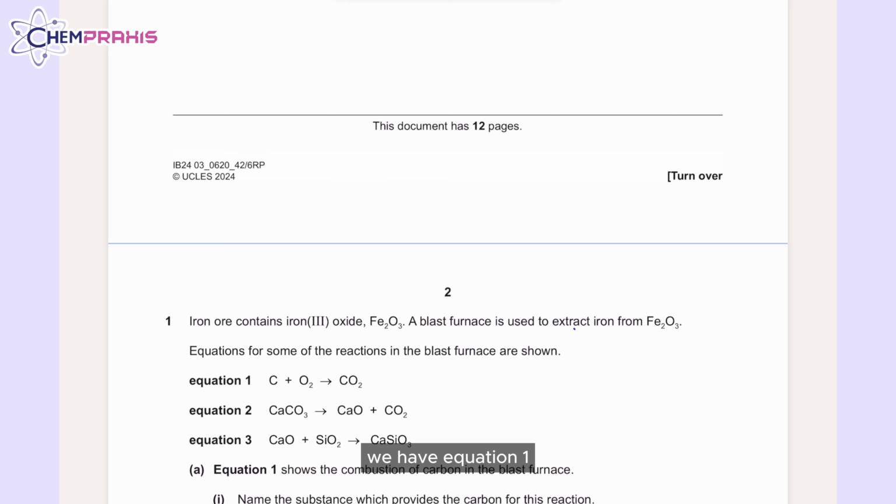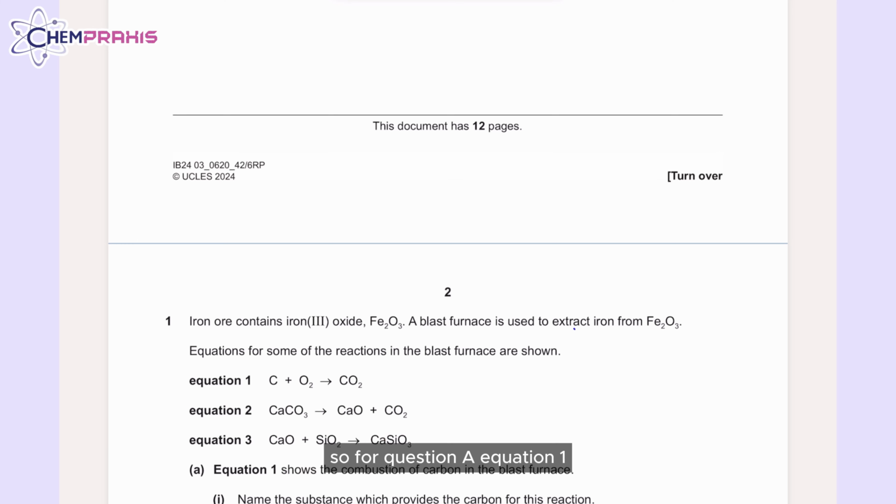We have equation 1, carbon reacts with oxygen to form carbon dioxide. Equation 2, calcium carbonate thermally decomposes to form calcium oxide and carbon dioxide. And for equation 3, calcium oxide reacts with silicon dioxide to form calcium silicate.